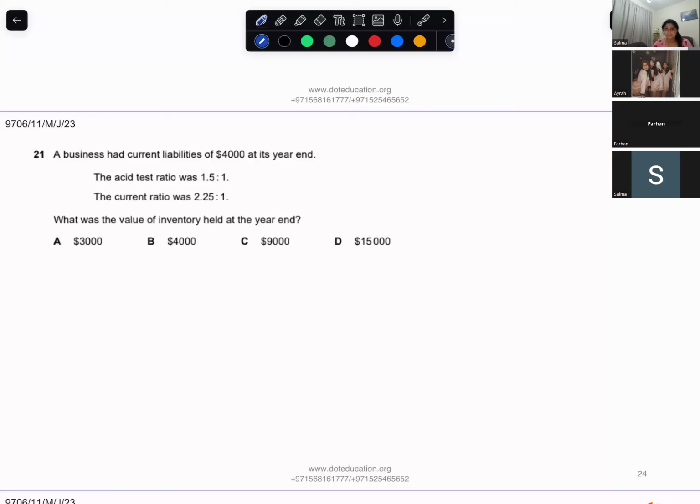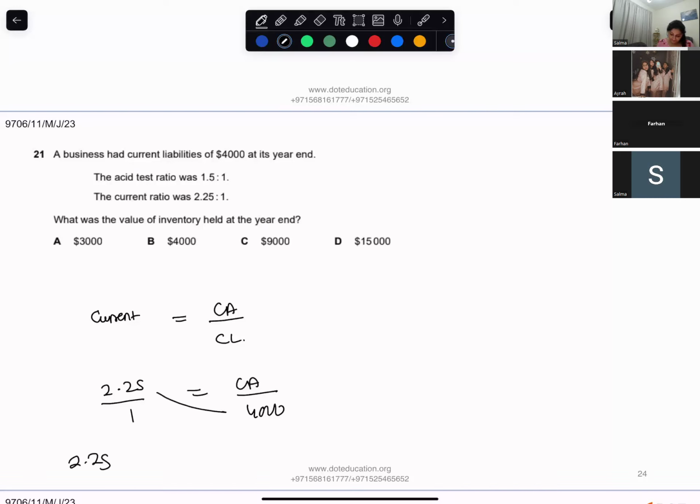Her business had current liabilities of $4,000 as at its year end. What was the value of inventory held at the year end? How will you do it? First, current ratio is equal to current assets upon current liabilities. So 2.25 is equal to X upon 4,000. So current assets is 2.25 into 4,000, so it's 9,000. Current assets is 9,000.